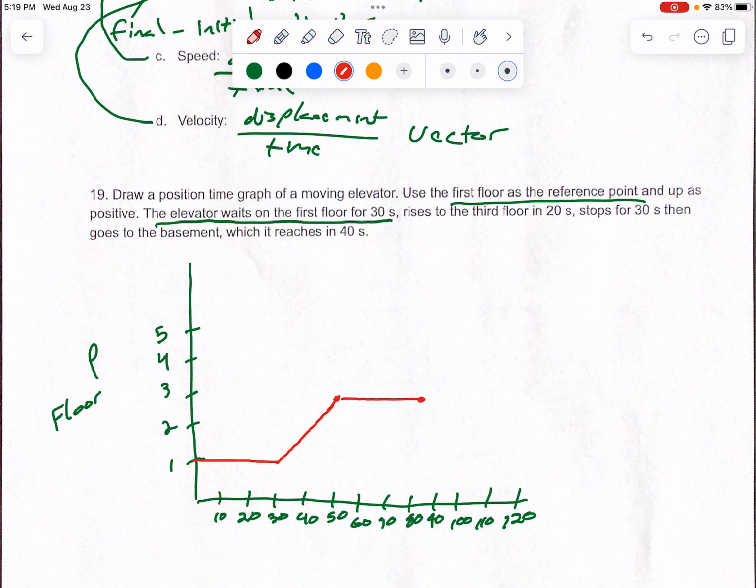So right about there. Okay, and then it rises to the third floor in 20 seconds, already got that. It stops for 30 seconds, and then goes to the basement in 40 seconds. The basement's below the first floor, so basically I need to get there by 120 seconds. So we're just going to connect that line down there.